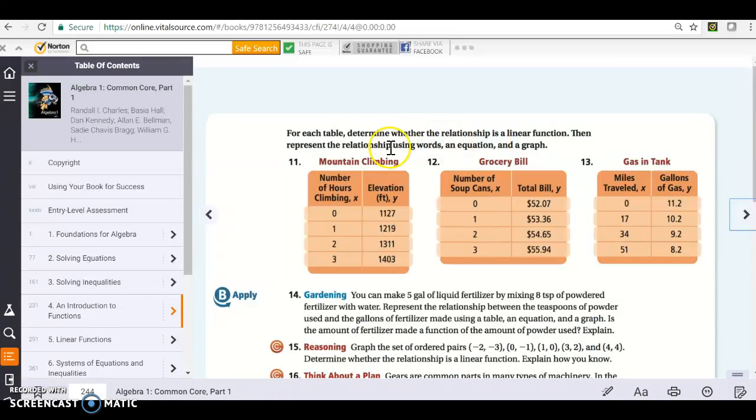Hello, we're looking at problem 13 on page 244. It says, for each table, determine whether the relationship is a linear function. Then represent the relationship using words, an equation, and a graph. So let's look at our function.